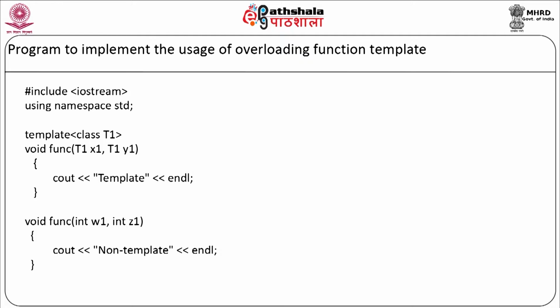Now we will start with our main code, int main. Now we are going to call a function func with 2 values 11, 12. Next func with 2 values a, b. Now we are going to call the func function with 2 values 11, b. Return 0.